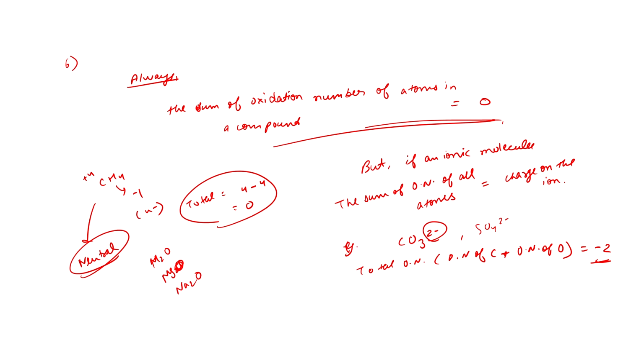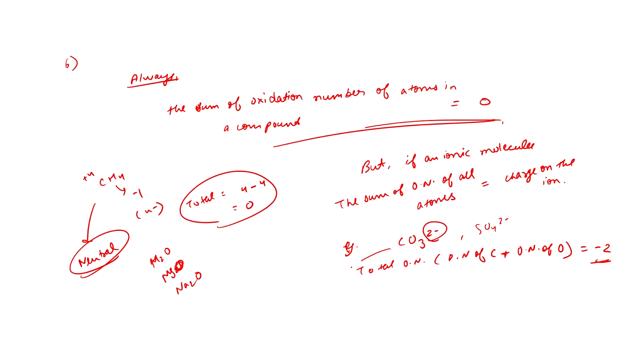But if an ionic species is given, let us say carbonate CO3 2-, sulphate SO4 2-, then the algebraic sum of the oxidation numbers of all the elements will be equal to the charge on the ion. That means the oxidation number of carbon plus the oxidation numbers of oxygen will be -2. What is the oxidation number of oxygen? It is -2 here. What will be the carbon oxidation number? This I will tell you how we will calculate. Now, this we need to discuss.